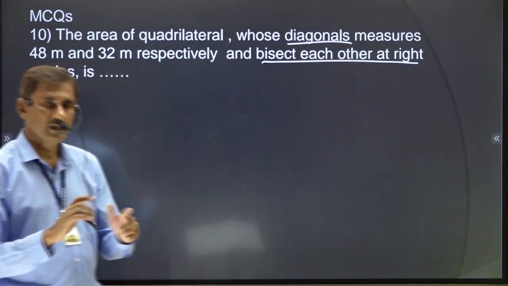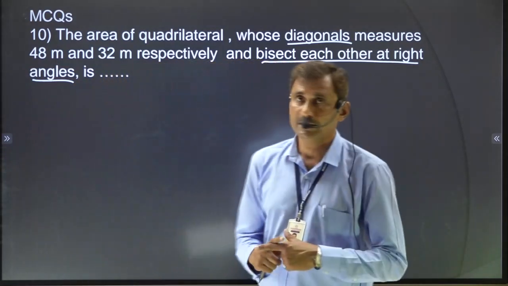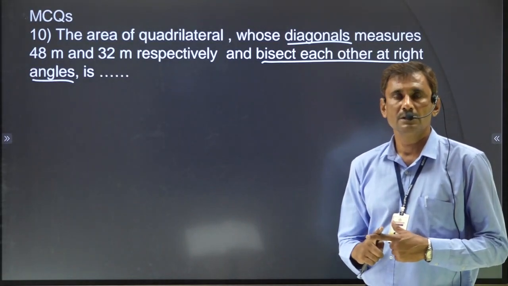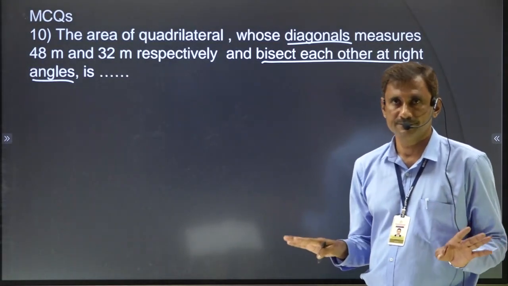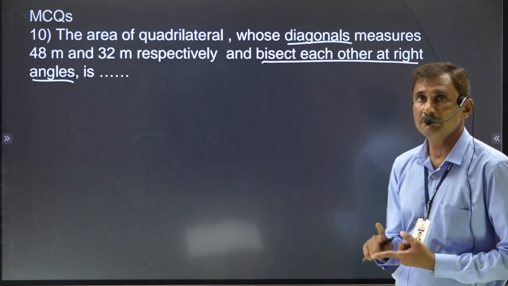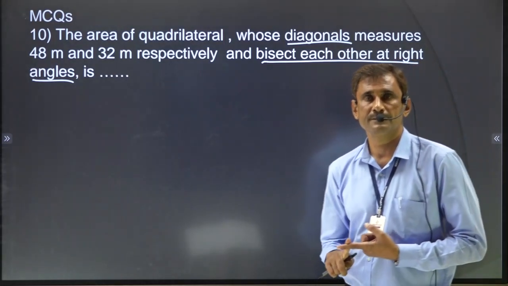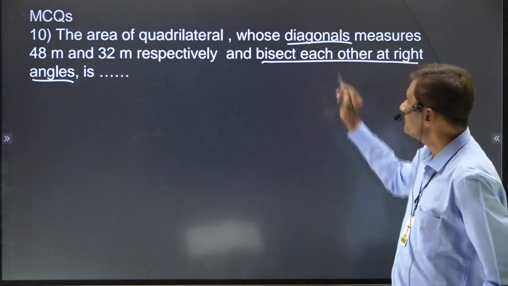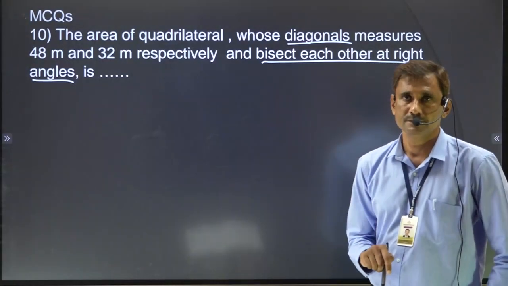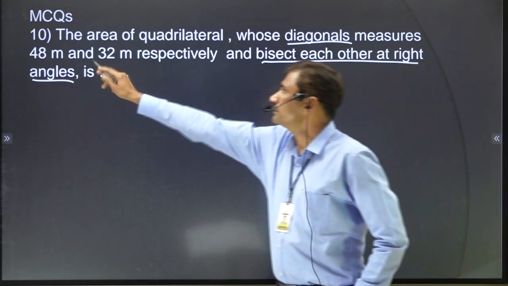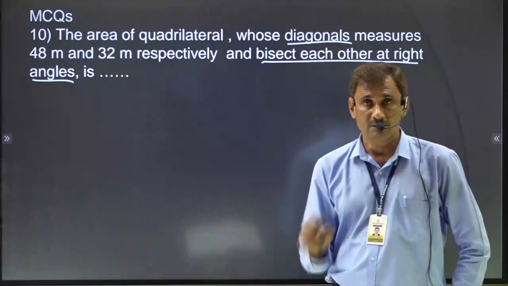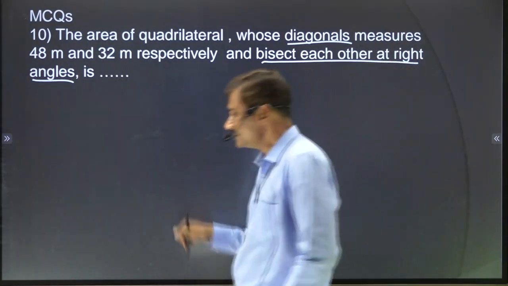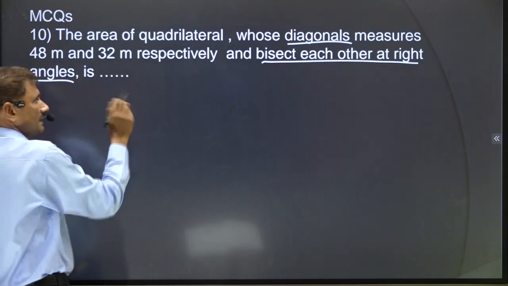So understand, in a rectangle, diagonals bisect but not at right angle. In a rectangle, diagonals only bisect. In a rhombus, diagonals bisect each other at right angle. In a square also, diagonals bisect each other at right angle. So it may be a square, may be a rhombus. We don't know. But diagonals are not equal here. In a square, diagonals are also equal. So obviously we identify it is a rhombus. So that is important here. So that's why I've taken this one here.